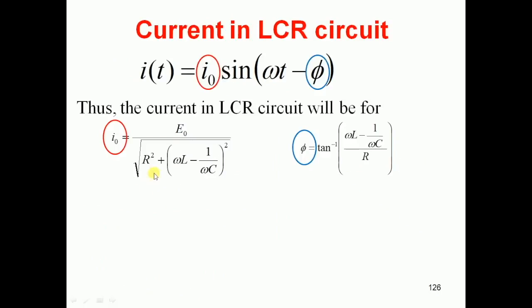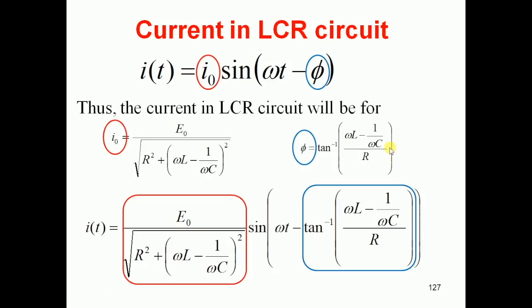Now I0 is E0 upon total reactance of the circuit, and phi is equal to tan inverse of omega L minus 1 over omega C, whole thing divided by R. Now if you plug in all values together, you can have a little longer equation, but complete in the sense, and this we have assumed solution where we were not knowing I0, which is in the red square, and we were not knowing phi, which is in the blue square.